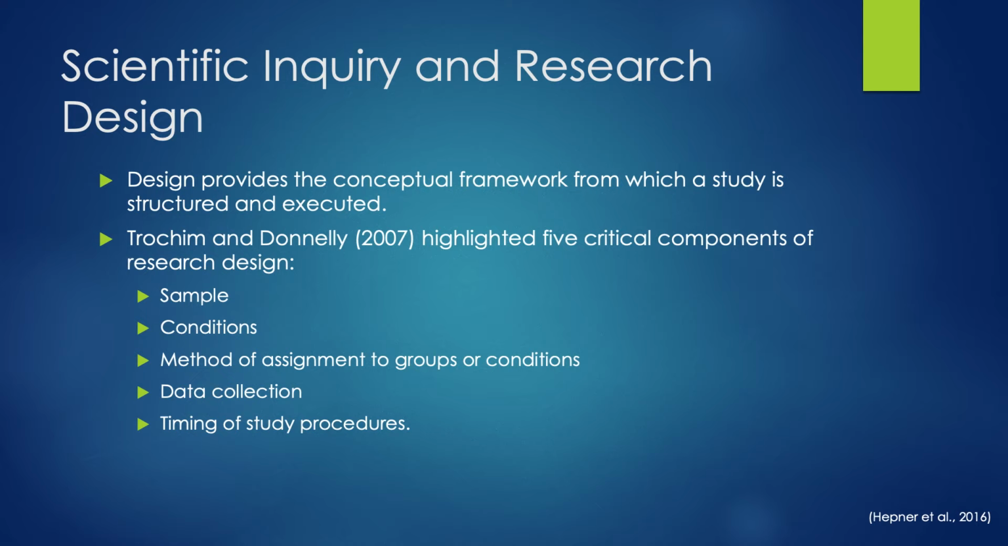So there's five critical components of the research design. That's the sample, the conditions, the method of assignment to groups or conditions, the data collection, and the timing of study procedures. All of these are very, very important. We have to be very precise when we're looking at our sample, and be able to define who is part of it. So you have to have what we call inclusionary criteria, and then you also have the exclusionary criteria, or the constructs that you're going to say who can be in the study and who cannot be in the study.